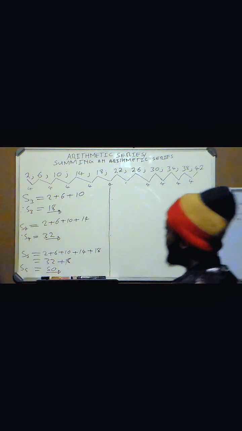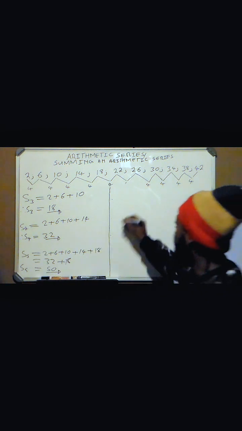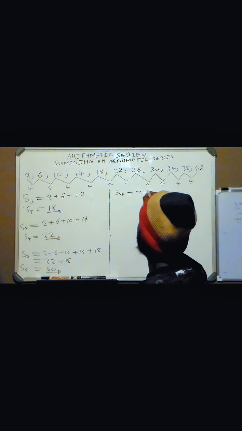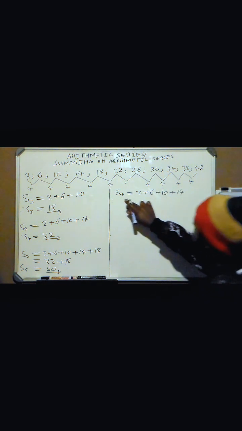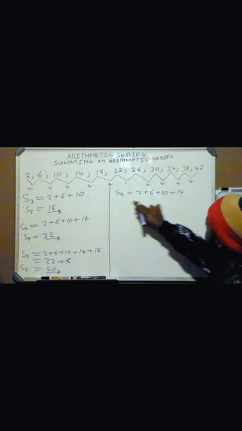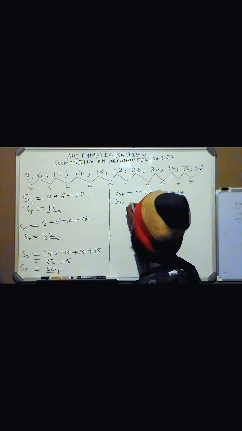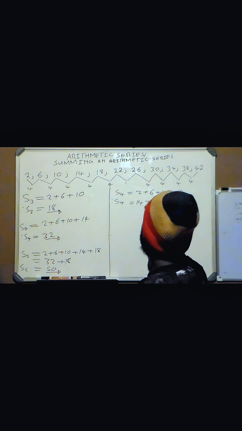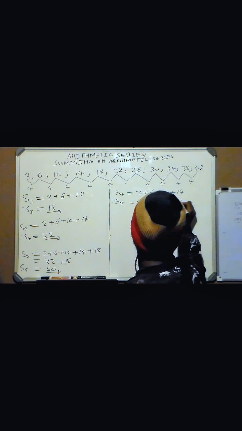Okay, so the first thing that we do, we write the original series, or expression of a series. So this is going to be the sum of the first 4 terms: 2 plus 6 plus 10 plus 14. And then we write this sequence in reverse order. So this would be S4 equals, we start with the last term and end with the first term: 14 plus 10 plus 6 plus 2.